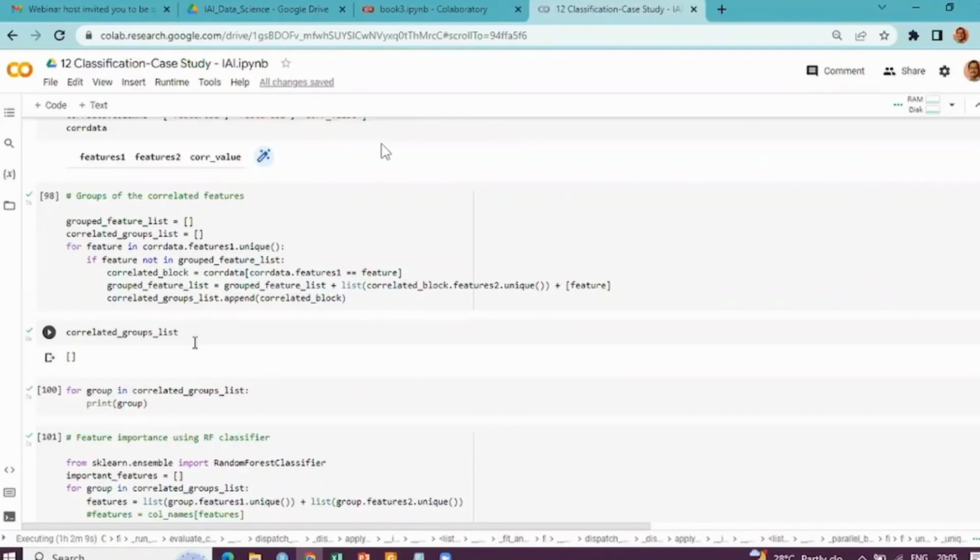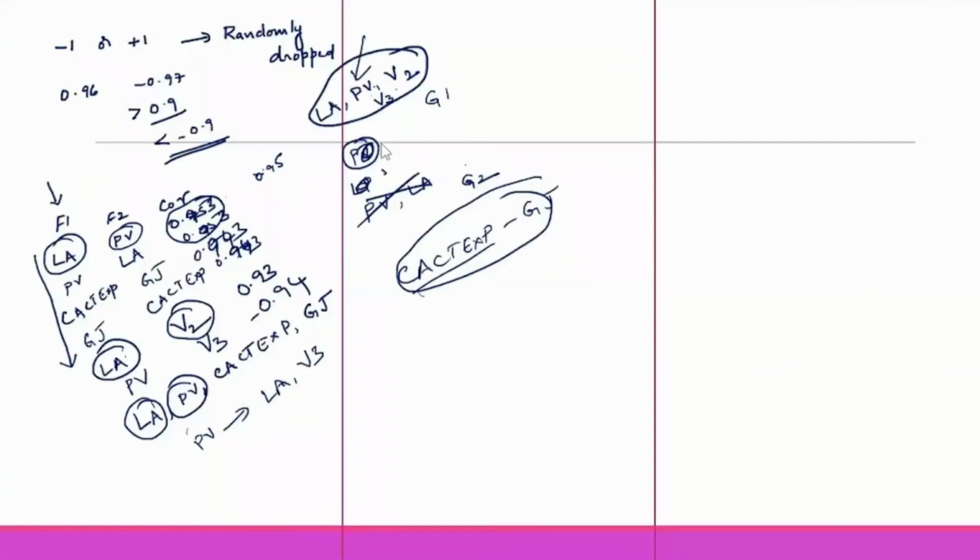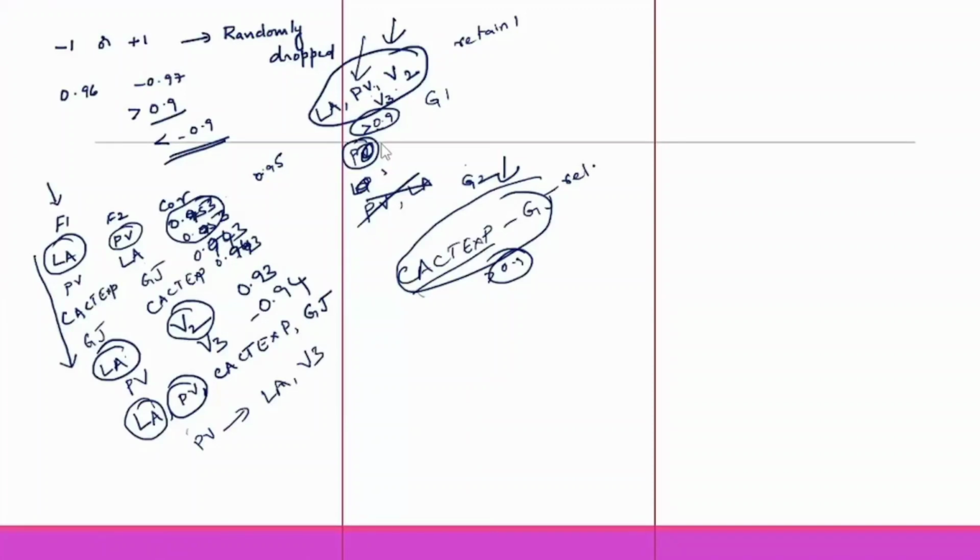So probably I should include only one of them and remove the remaining. Let's say in this case, the 4 variables are forming one group. In this case, 2 variables are forming one group. And all of them are having greater than 0.9 among them. Here also greater than 0.9. So what we say here is, out of these 4, just retain 1. Out of these 2, just retain 1. Drop the others.